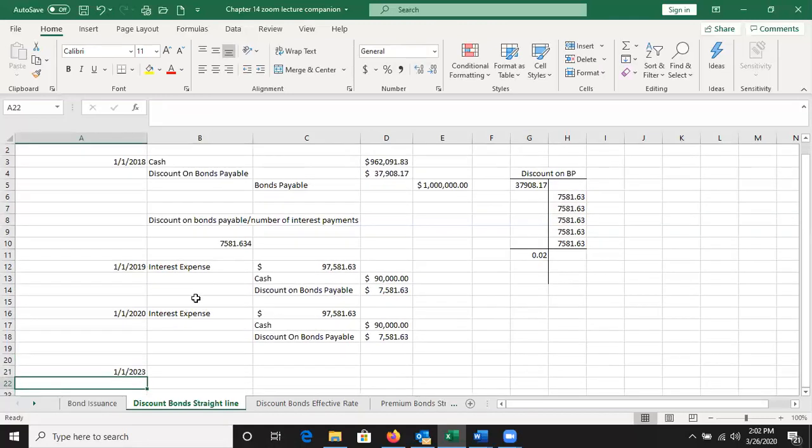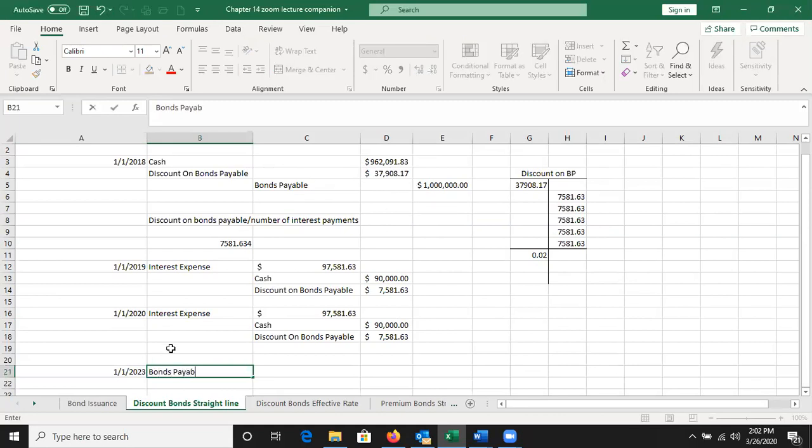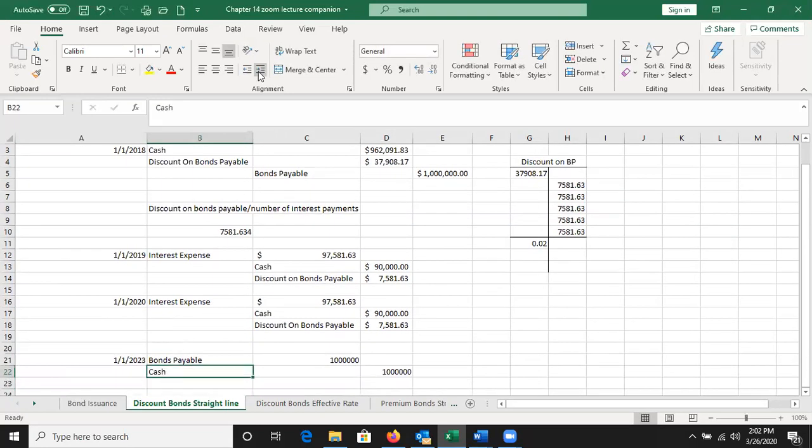2023, after we made our last interest payment, to take the bonds payable off our books, because now we're paying back this full value. So this is what a discount bond is. We receive a discounted amount of cash because we're giving them a crappy interest rate. Then at the end of the bond's life, we pay them back the full value of the bond. Okay, so we're going to debit bonds payable, $1 million, and we're going to credit cash, $1 million. All right.